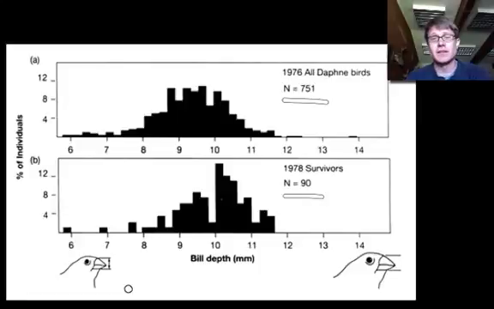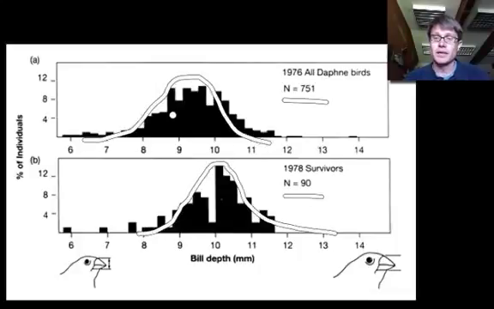Well, what the Grants found is that they were feeding on seeds that were slightly bigger and harder to break. And so the ones that were able to break those seeds were able to survive, not die, and they were able to pass their genes on to the next generation. And so what happened to our bell-shaped curve? Our bell-shaped curve moved to the right, and so we call that directional selection.